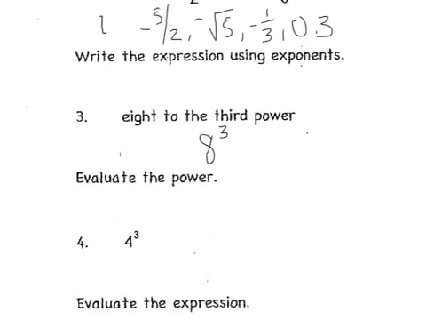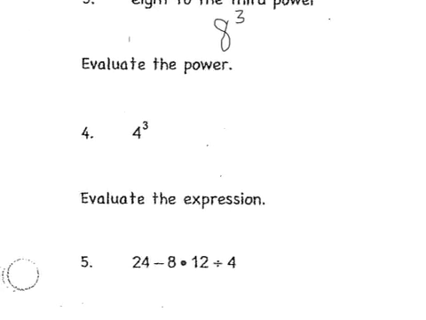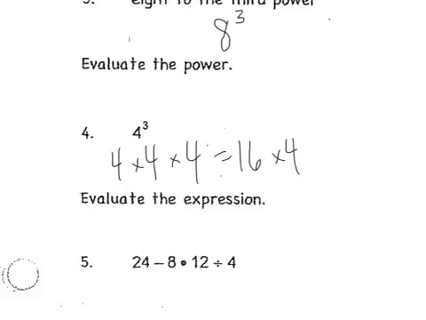Now we've got problem 4, where we actually have to evaluate the powers, and the base is the number that you multiply, and the exponent tells you how many times to multiply it. So 4 to the 3rd power means we're doing 4 times 4 times 4. So we know that 4 times 4 is 16, times 4 is 64.